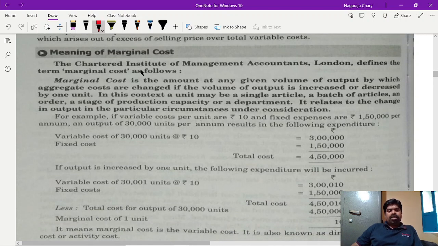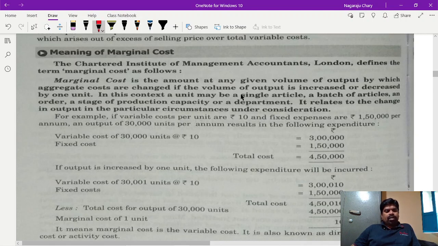So what is the meaning of marginal cost? The Chartered Institute of Management Accountants, London, defines marginal cost like this: the amount at any given volume of output by which aggregate costs are changed if the volume of output is increased or decreased by 1 unit. In this context, a unit may be a single article, a batch of articles, an order, a stage of production capacity, or a department. It relates to the change in output in the particular circumstances under consideration.